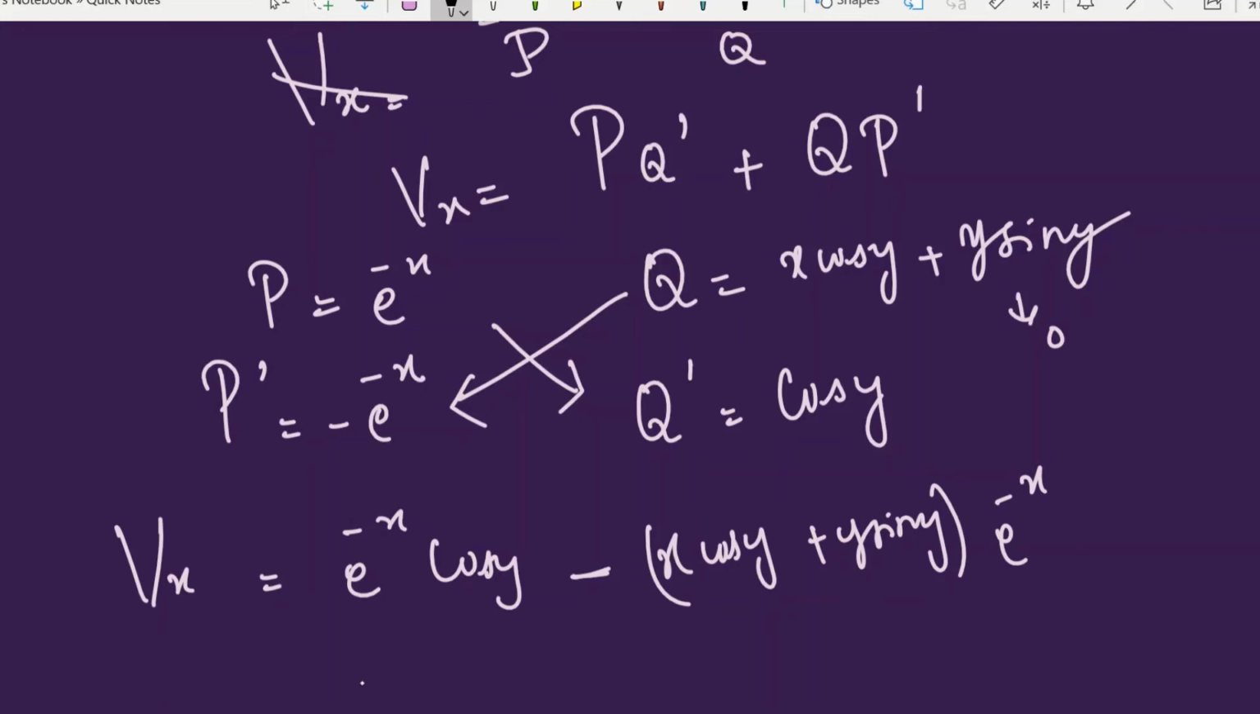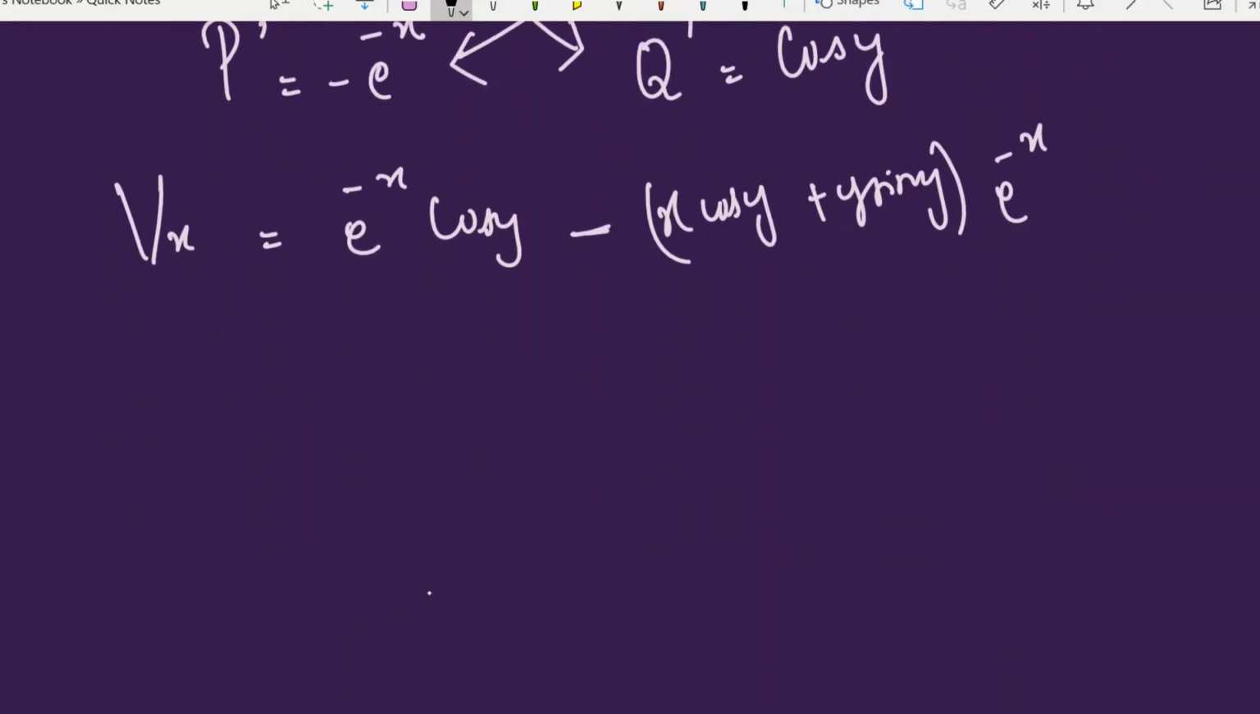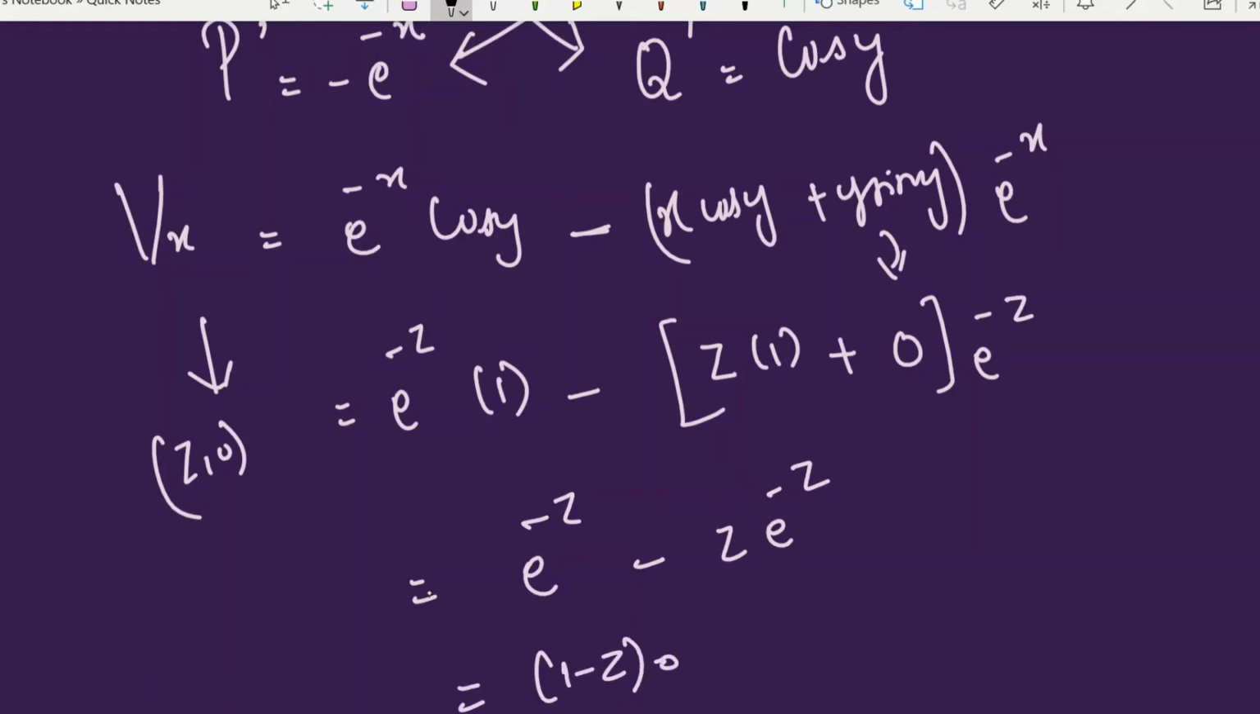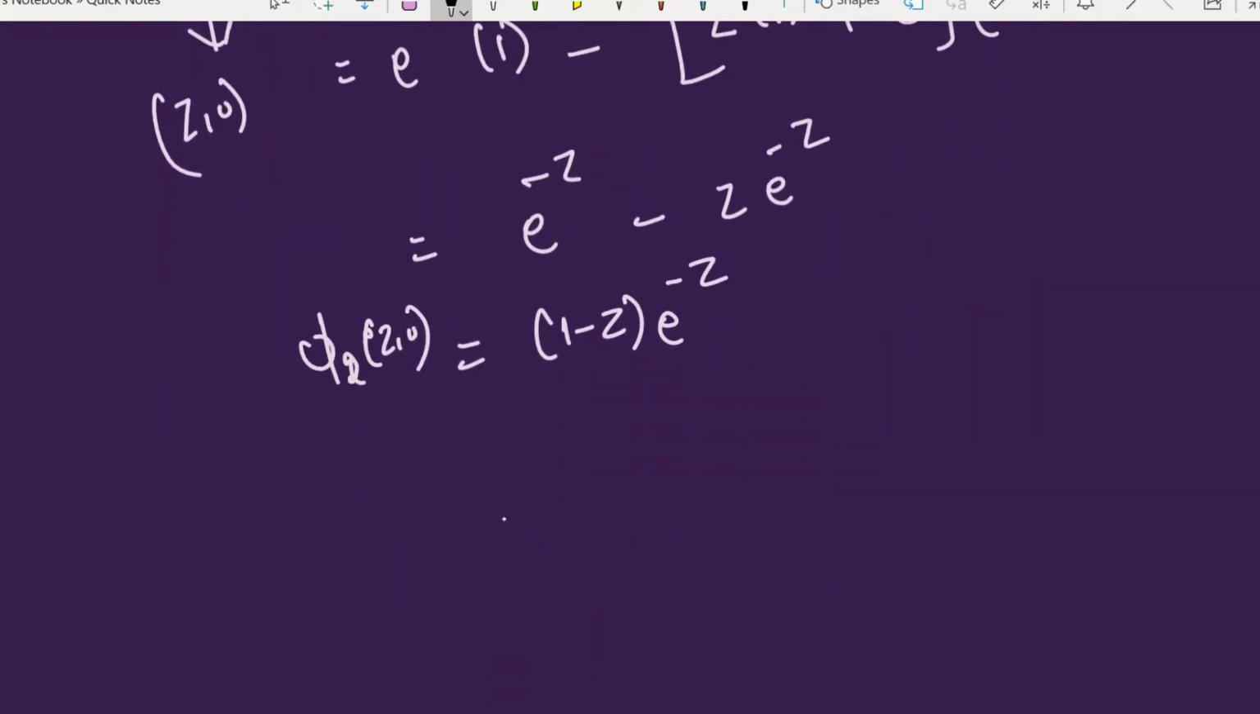Now substitute the values z and 0. E power minus z, cos 0 is 1. And here z cos 0 is 1, and here y is 0. So e power minus z minus z e power minus z. So 1 minus z times e power minus z is my phi 2 of z comma 0 value.